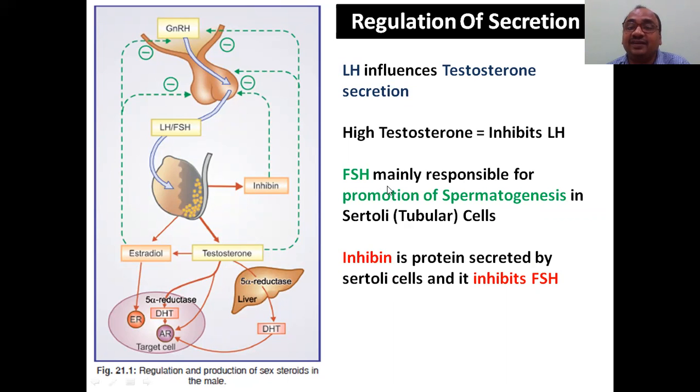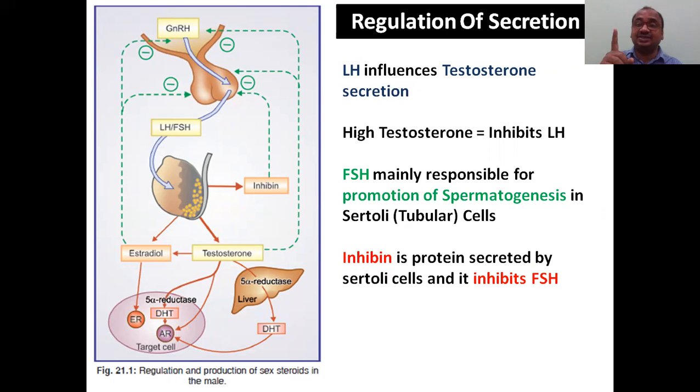Next is FSH, mainly responsible for the promotion of spermatogenesis. See, don't get confused. Luteinizing hormone, testosterone secretion. Here it is spermatogenesis. Sperms will be there, no? Those sperms will be generated by the response promoted by the follicle stimulating hormone. That is also in the Sertoli cells. Very important bit. Spermatogenesis will occur in the Sertoli cells, not the Leydig cells.